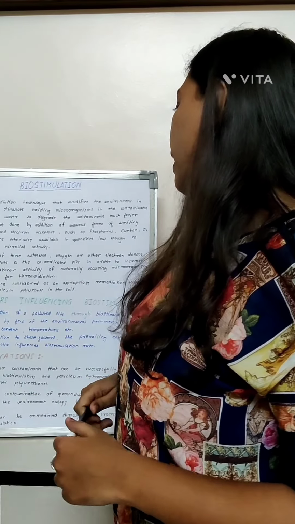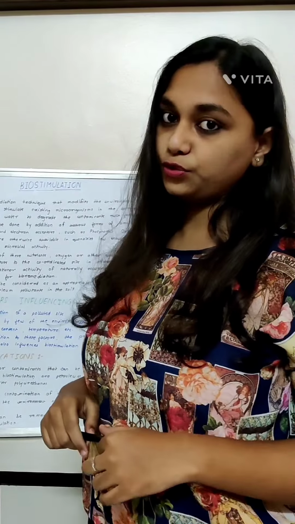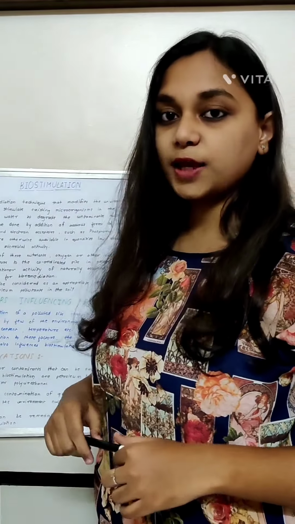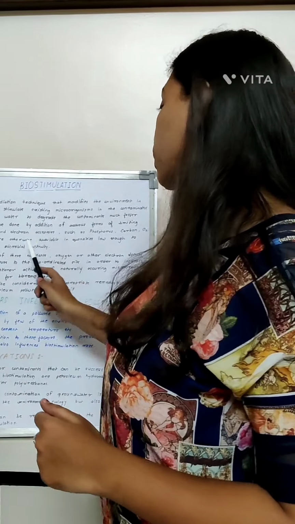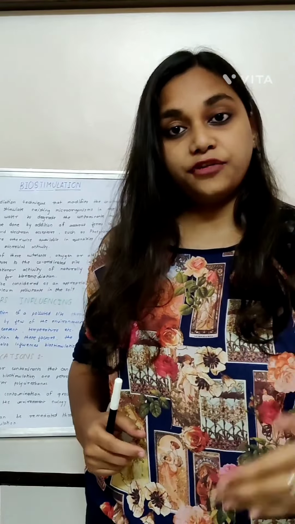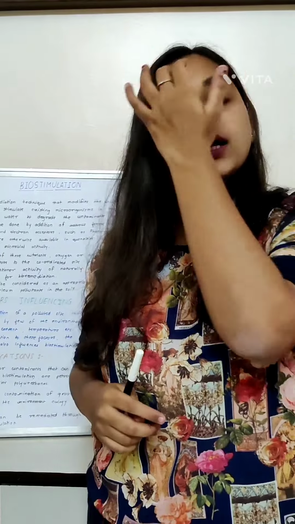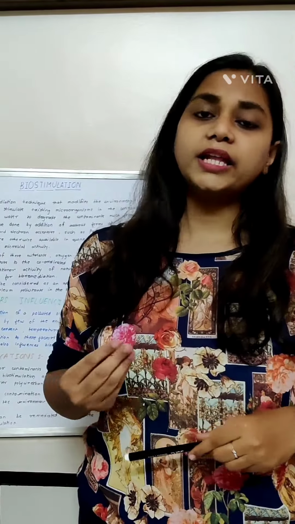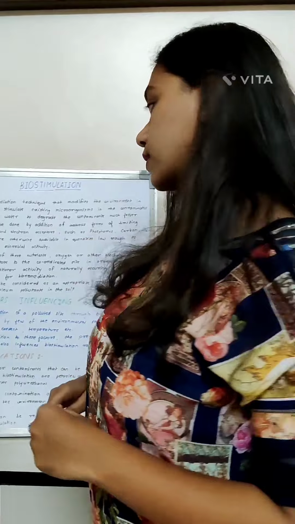This can be done by addition of various forms of limiting nutrients and electron acceptors such as phosphorus, carbon, oxygen, which are otherwise available in quantities low enough to constrain microbial activity. So basically, after addition of, let's say, phosphorus, carbon, oxygen, we can enhance the microbial activity, which will eventually help in the degradation of the contaminants.